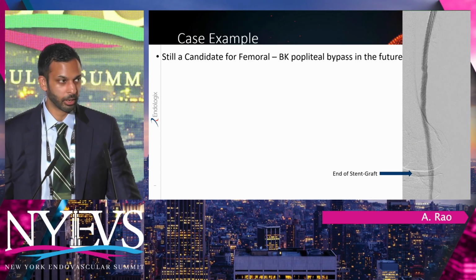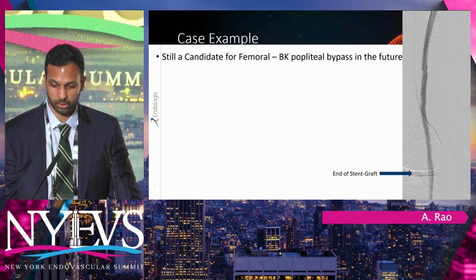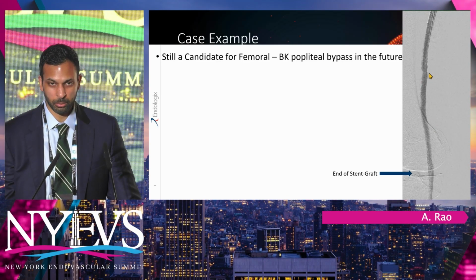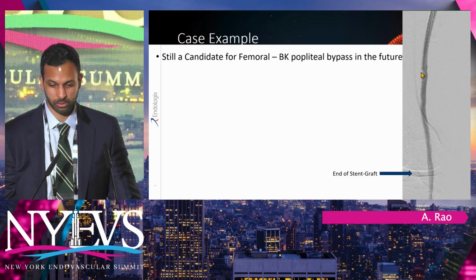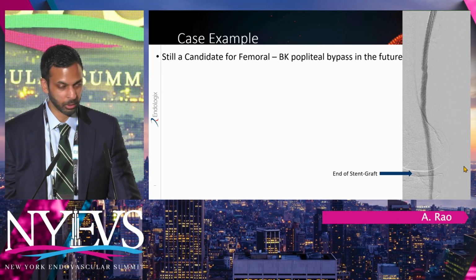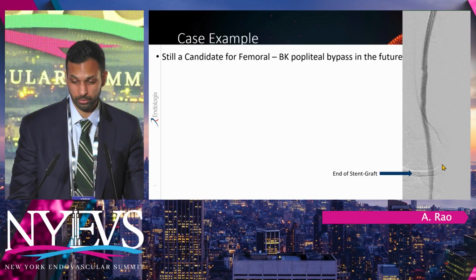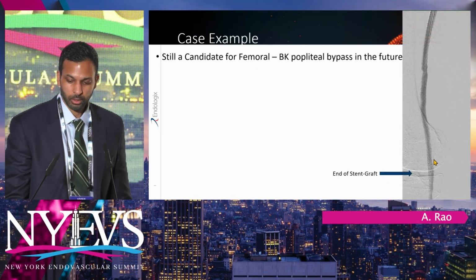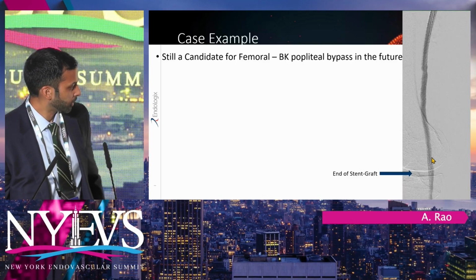And the other nice thing about this is if I was going to do a surgical bypass, I still have that option, so I didn't burn that bridge, because I wasn't going to be able to do an above-knee pop bypass anyway because, if you remember, it was severely diseased and calcified. So my stents end here, so I can still do a below-knee pop bypass down the road if I ever need to. And then good runoff all the way down.